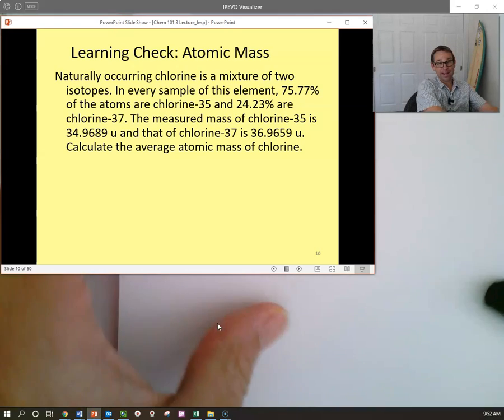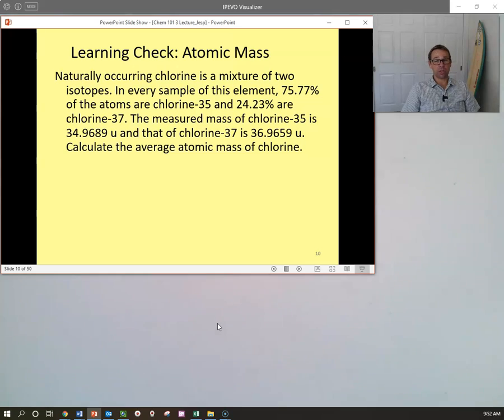Okay, last time we just finished solving this problem, and because it's kind of important to understand, we're going to go over it again. All right? Okay. So we say naturally occurring chlorine. That means chlorine in nature. So if you go out in the world and you look for chlorine atoms, you'll find that when you find a cluster of chlorine atoms, they will be made up of a mixture of chlorine 35 and chlorine 37.